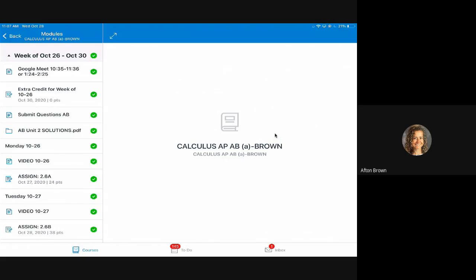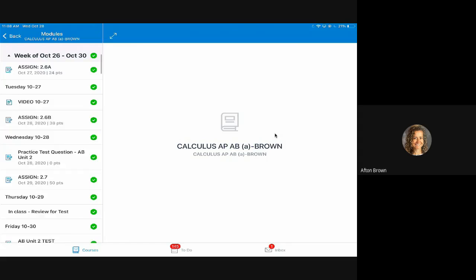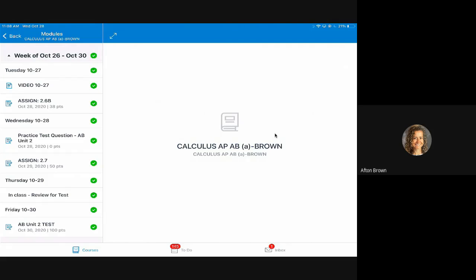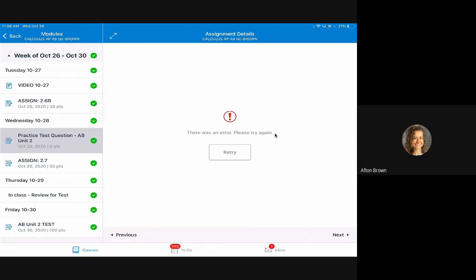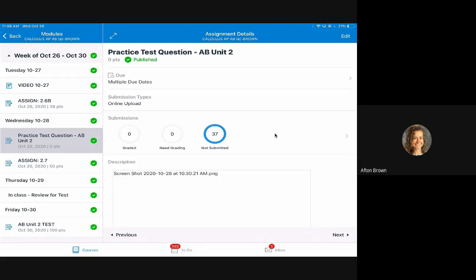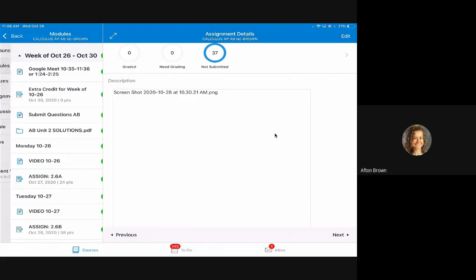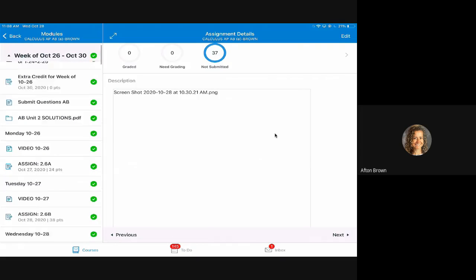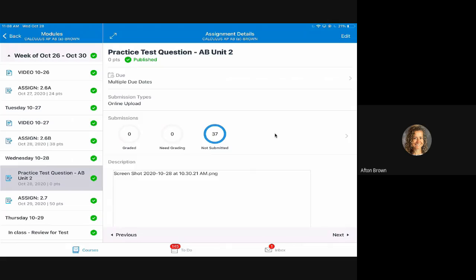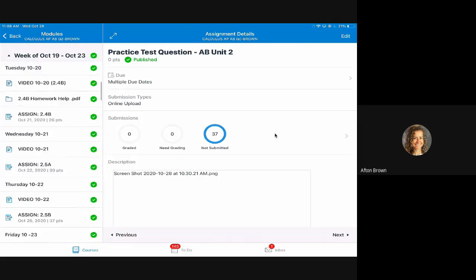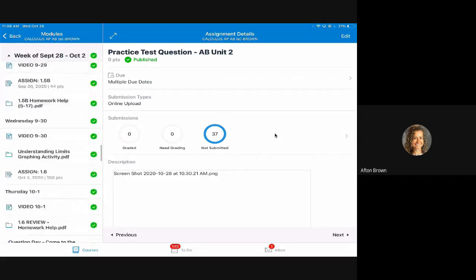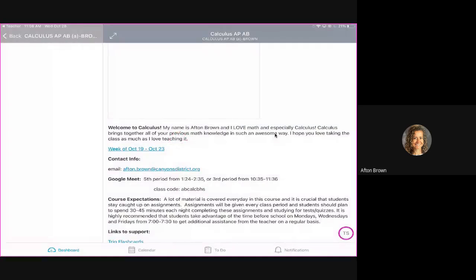Okay, so I think I have it under today, Wednesday. There's that link for practice test question AB unit 2. Okay, so if you click on this, oh, don't do this. Good. Does the image show for you guys? It's just me. Try that again. Oh, because I'm not in student view. That's why probably. Student view. Okay.